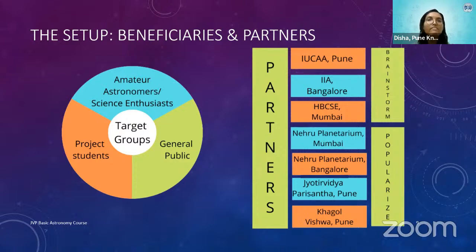Some of the professors there have helped us curate such programs. Of course, Homi Bhabha Centre for Science Education in Mumbai, they are also helping us with popularization of this program. And we have various planetaria and amateur astronomers groups, like Jyotirvidya Parisanstha. We have many of their members also part of this program, and Khagol Vishwa, Pune.